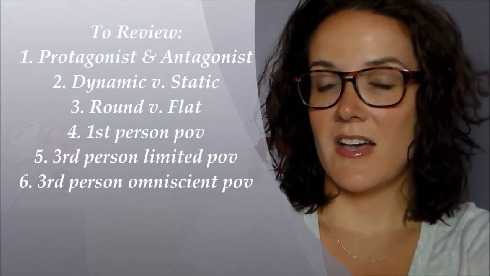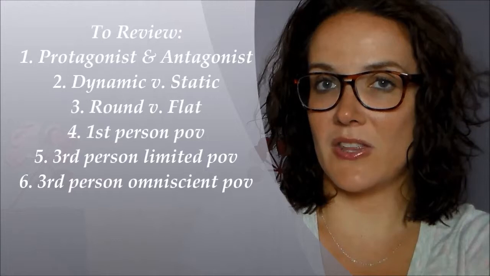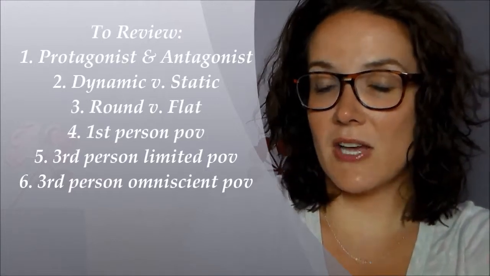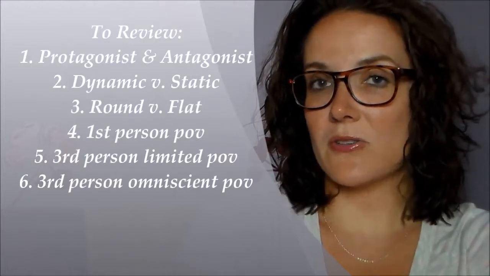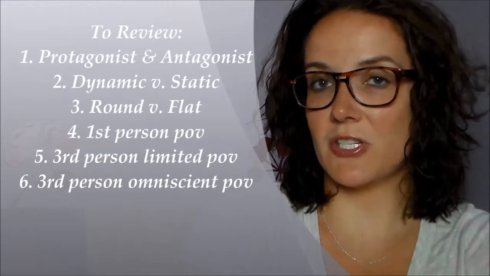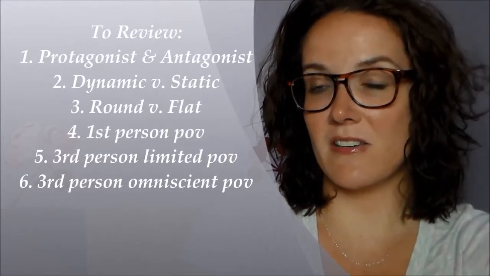So I'm going to review for you. There is protagonist and antagonist, static and dynamic characters. Flat and round kind of goes hand in hand with static and dynamic. And then you have to decide what point of view you are using. Are you using first person, which is the I point of view? Are you using third person limited, which is using he or she but limited to one person's perspective? Or are you using third person omniscient, where you can use he, she, and they, but you climb inside multiple characters' heads? So that's my little quick video on characters and characterization.